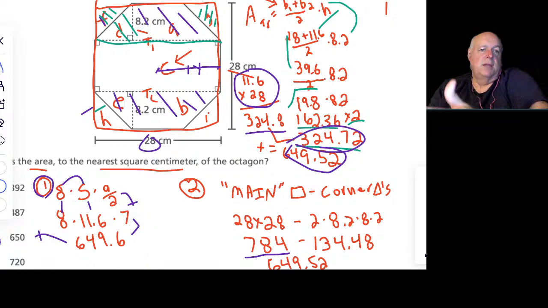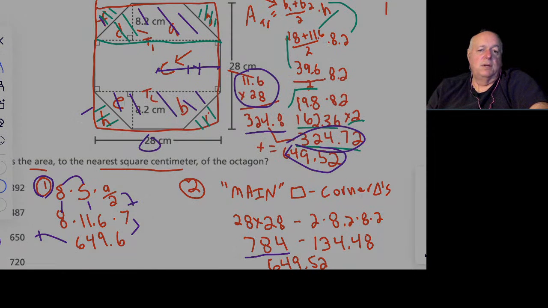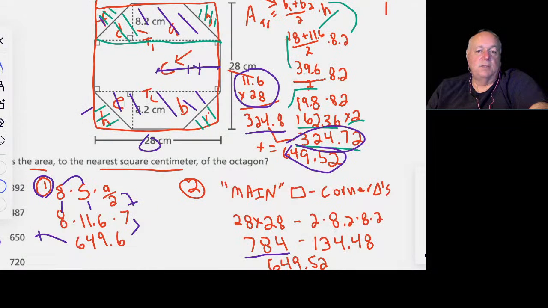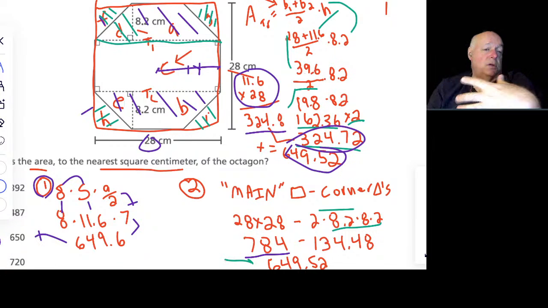Now we could say 2 of the triangles together is one of the squares. So that's what I'm doing here. We're going to take the main square and subtract off the corner triangles. We know the 4 triangles become 2 squares. So all we need to do is remove 2 squares. So we have the area of the square is 8.2 times 8.2, and we just need to double that. So now we have 784 minus that, and look, we get the 649.52 again.